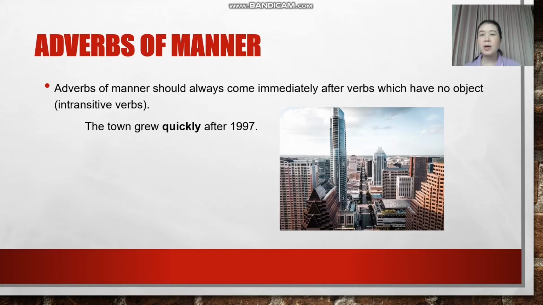Okay, so the town grew quickly after 1997. So the word grew here, this is the intransitive verb. We do not have any object right after it. So it's possible that we could just put the word quickly right after that verb.